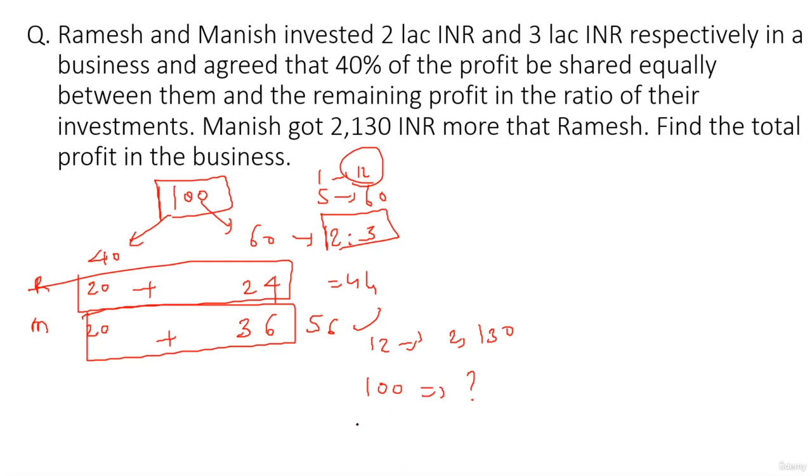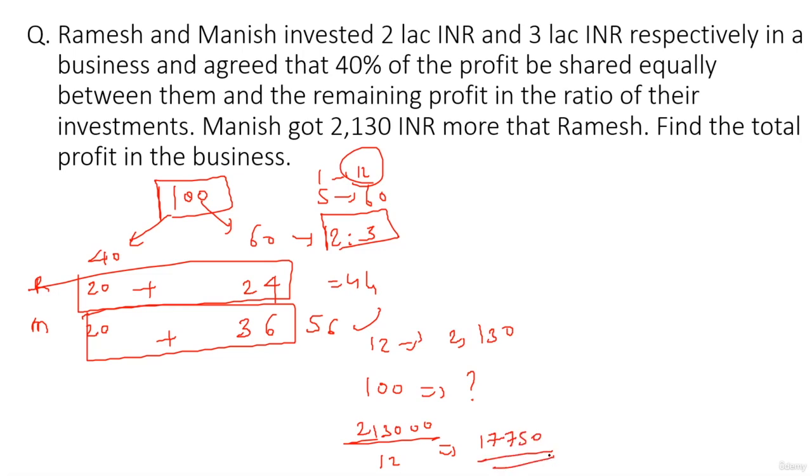So 2130 will come back, divide by 12. So 12 ones is 12. After that, 12 sevens are 84. 12 sevens are 84, 12 560, 17,750 is the required answer in this case.